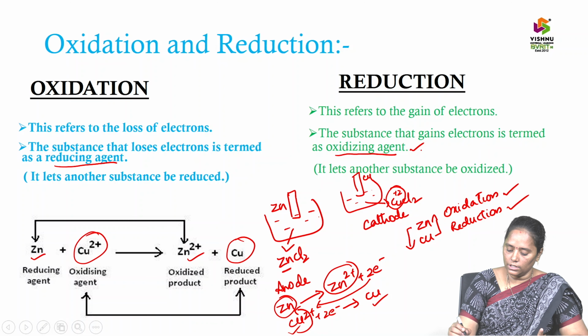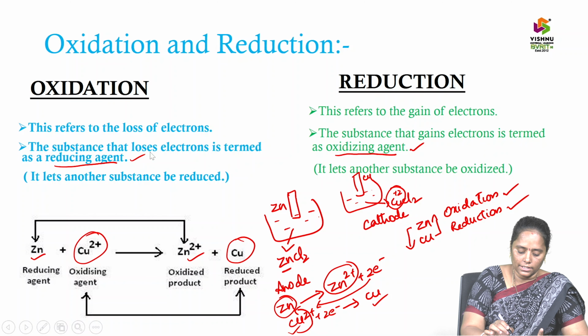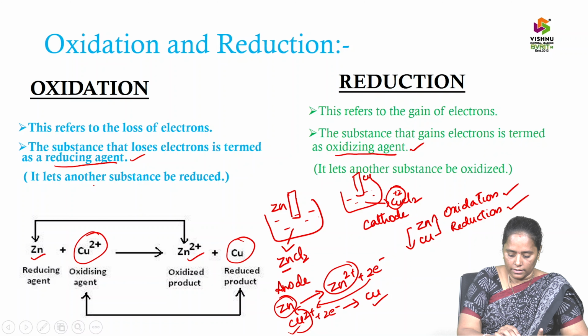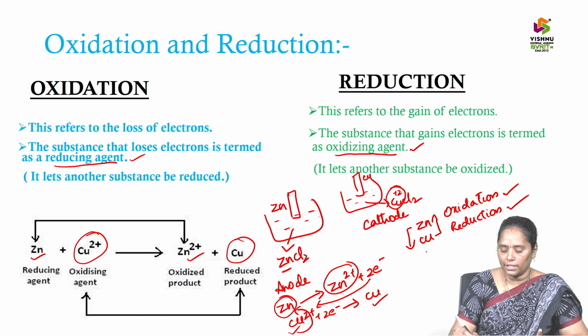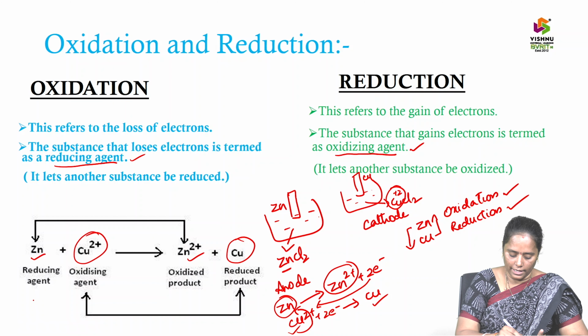Oxidizing agent means what? It lets another substance to be oxidized. Reducing agent means it lets another substance to be reduced. Zinc is letting copper to be reduced. Copper is letting zinc to be oxidized. So, copper can be called an oxidizing agent. Zinc can be called a reducing agent in the reaction.